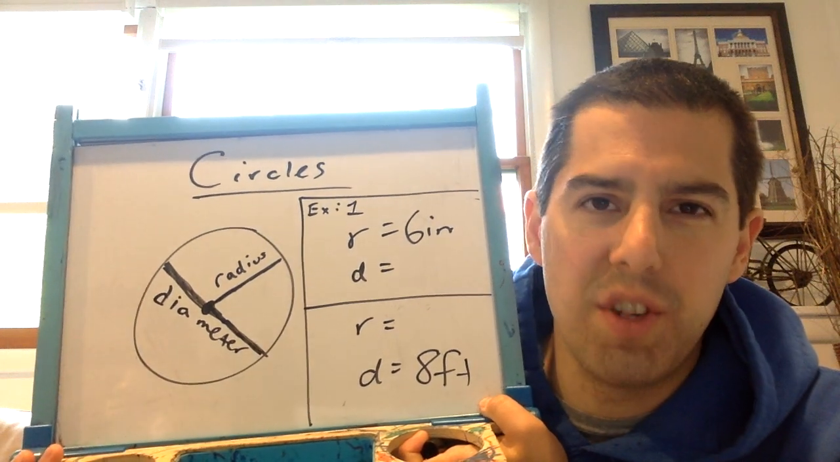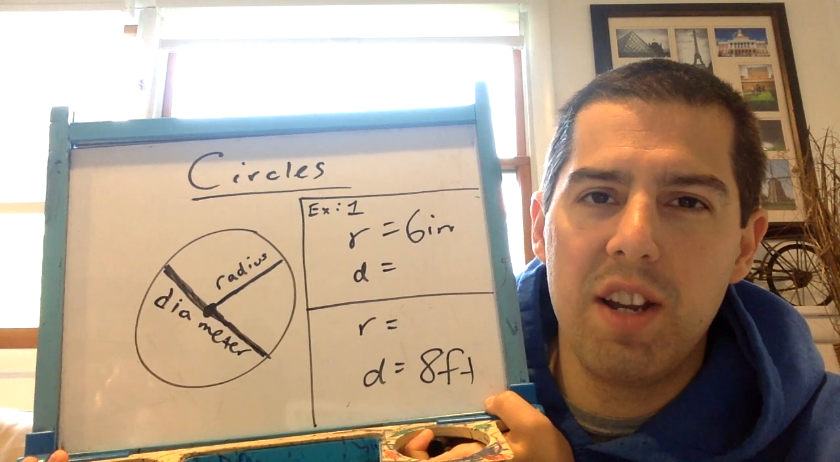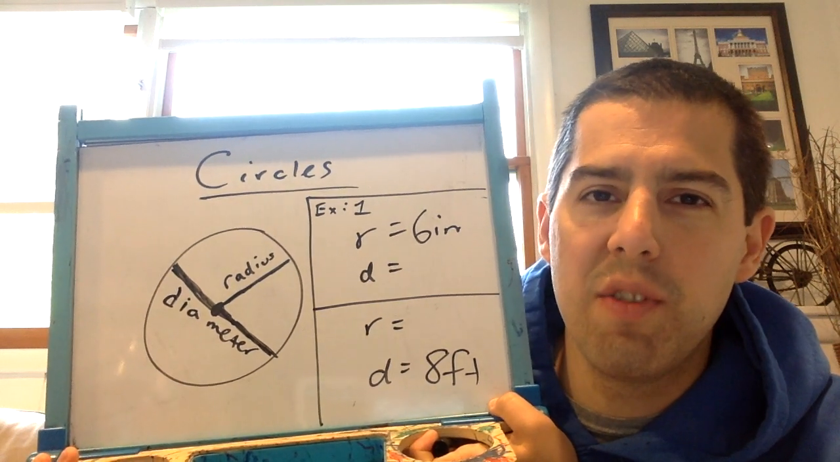Chapter 8 test review. The Chapter 8 test will consist of circles, area, and volume. We're going to start with a review of circles.